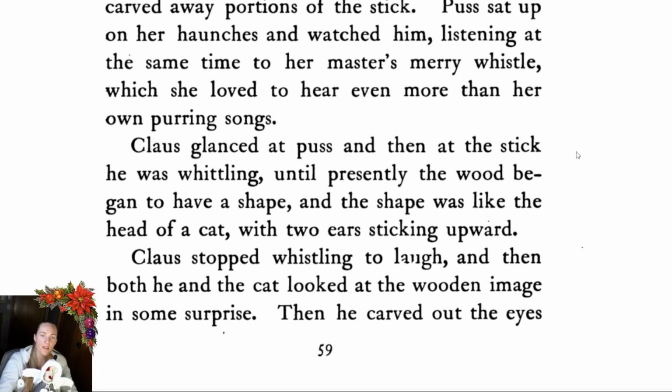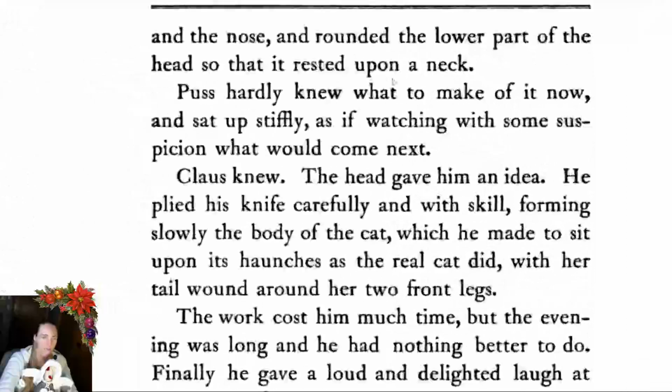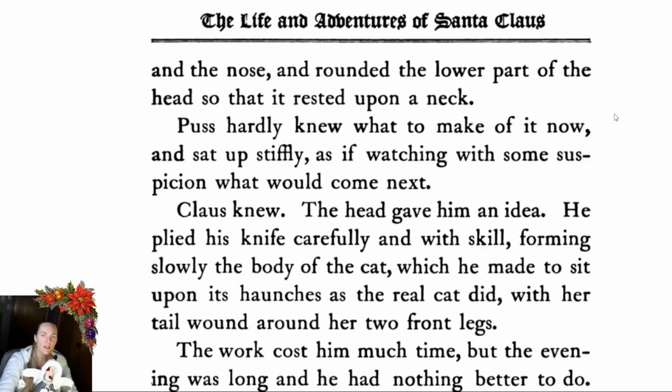Claus glanced at Puss and then at the stick he was whittling, until presently the wood began to have a shape, and the shape was like the head of a cat, with two ears sticking upward. Claus stopped whistling to laugh, and then both he and the cat looked at the wooden image in some surprise. Then he carved out the eyes and the nose, and rounded the lower part of the head so that it rested upon a neck. Puss hardly knew what to make of it now, and sat up stiffly, as if watching with some suspicion what would come next. Claus knew. The head gave him an idea. He plied his knife carefully and with skill.